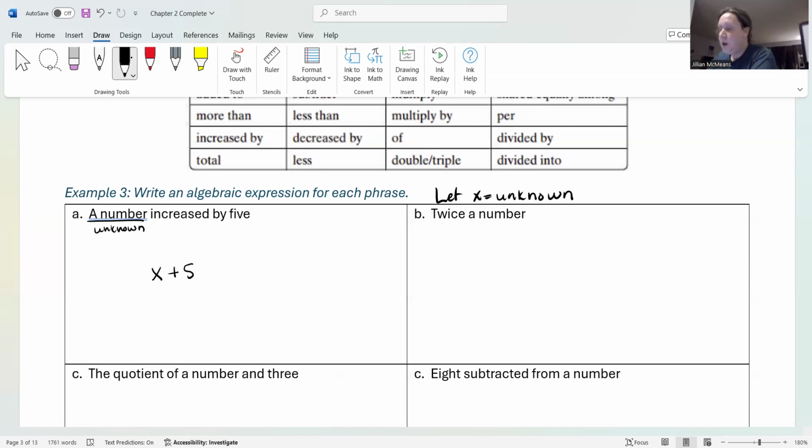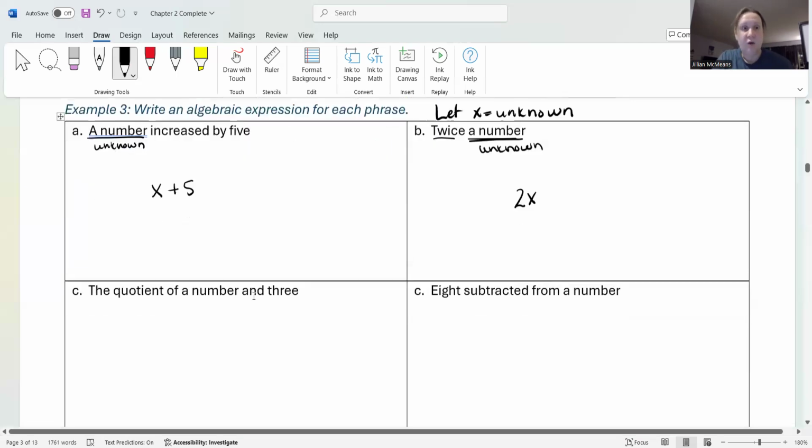Part B is always one that flips students out, but you'll see twice a number, triple a number, double a number all the time. When you see twice a number, thrice a number, 3 times a number, or double a number, it just means multiply. So we want twice some unknown number. We're going to let that unknown number be x, and then we want twice that, so we want 2 times x. As silly as it is, imagine you want 2 times the amount of fries at McDonald's. That means you want twice the number of fries. It just means you want double that thing, 2 times whatever that unknown thing is.